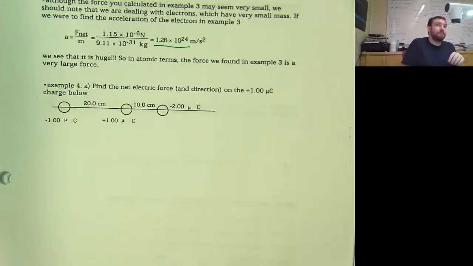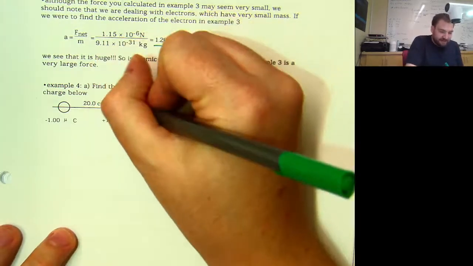Let's do this one. Example 4. We want to find the net electric force and the direction on the 1 microcoulomb charge below. There's only one positive 1 microcoulomb charge below. It's this guy that I'm going to color in green.